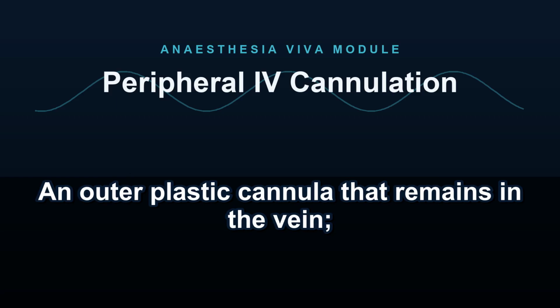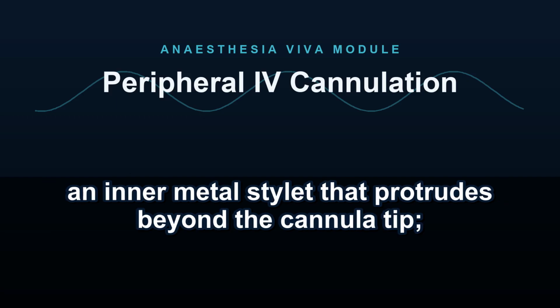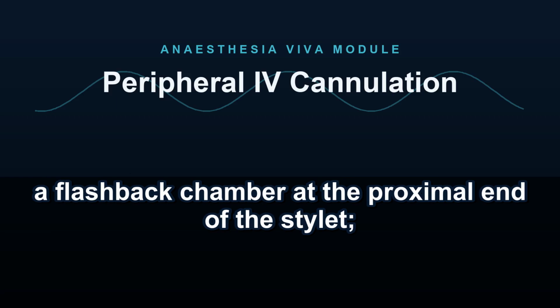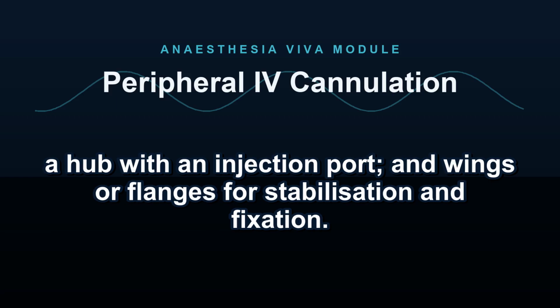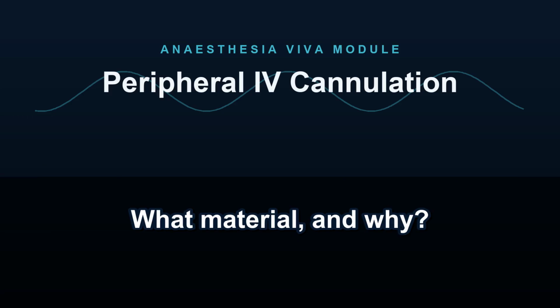An outer plastic cannula that remains in the vein, an inner metal stylet that protrudes beyond the cannula tip, a flashback chamber at the proximal end of the stylet, a hub with an injection port, and wings or flanges for stabilization and fixation. What material and why?